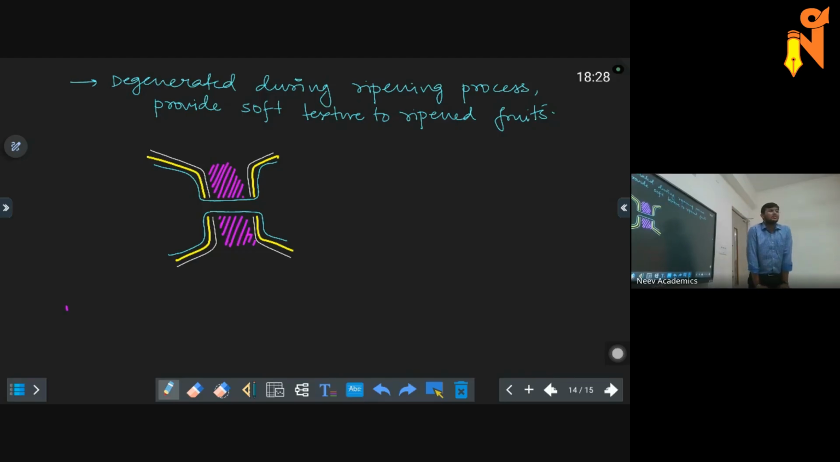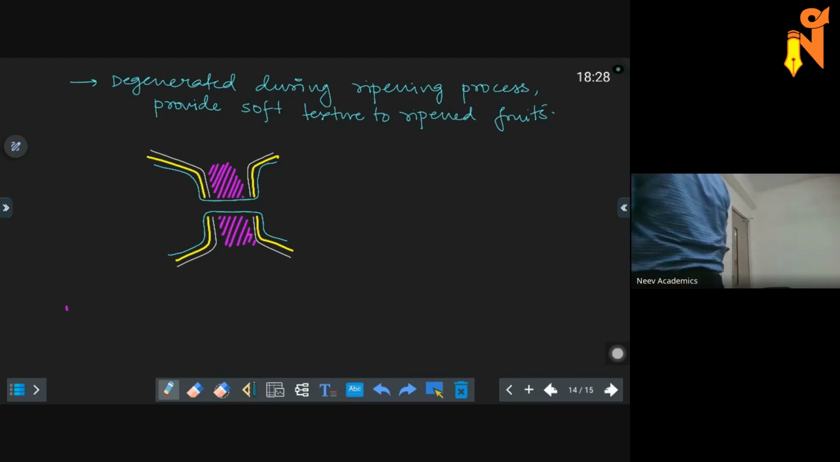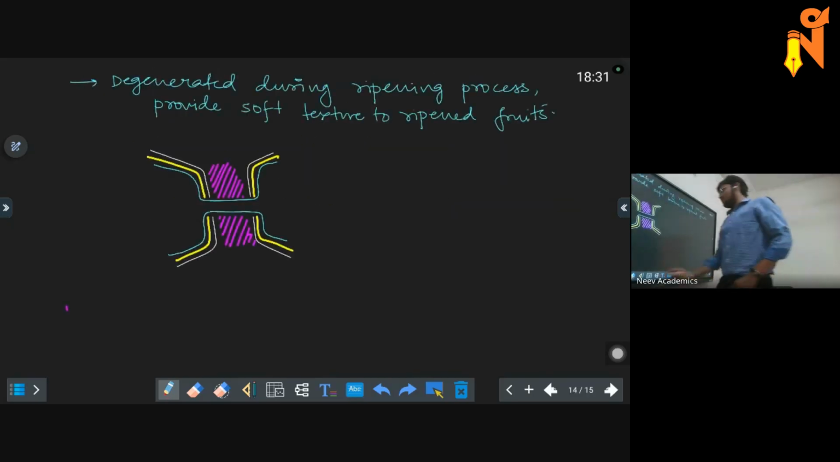Clear? Any doubt? No. Okay, start writing. Don't draw this. First write the notes, then draw this. Okay, now draw the structure.